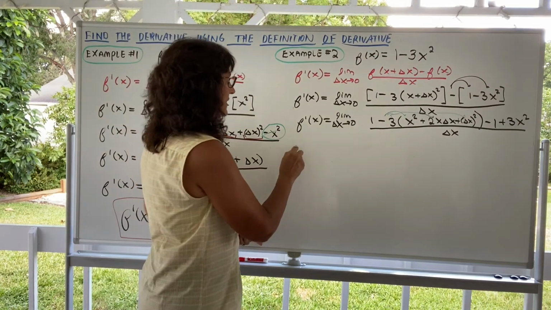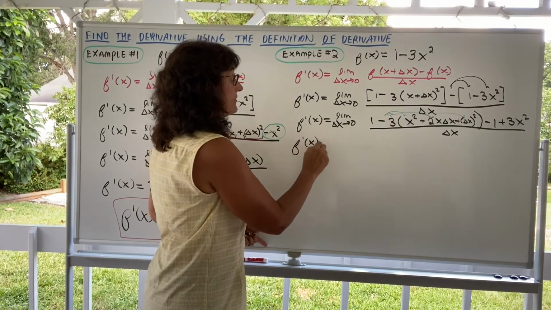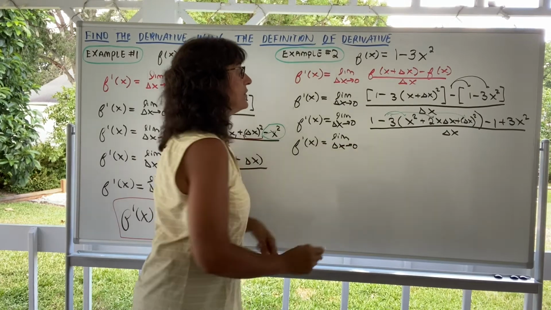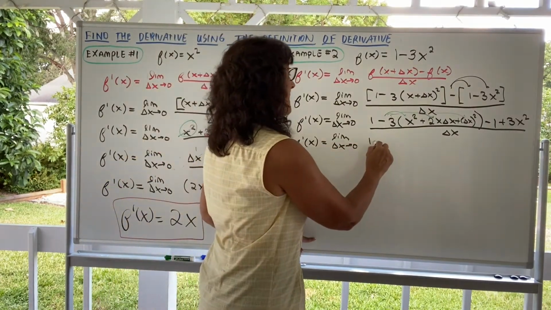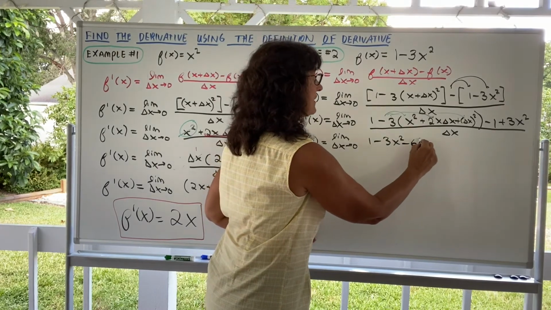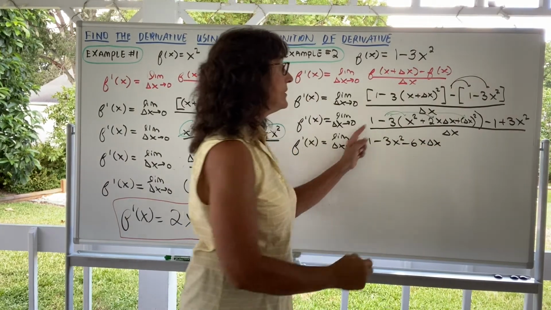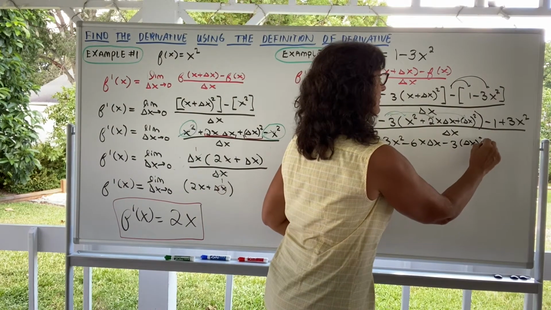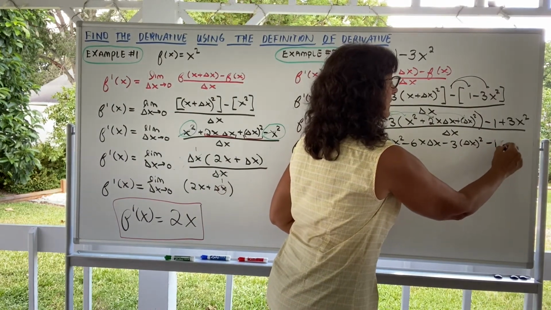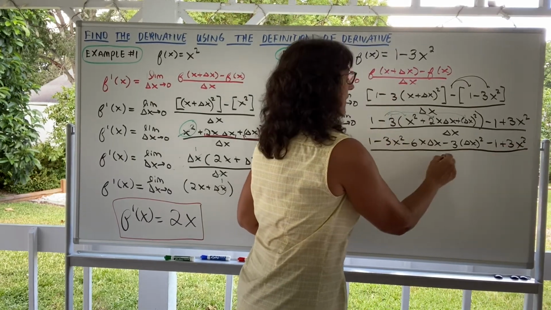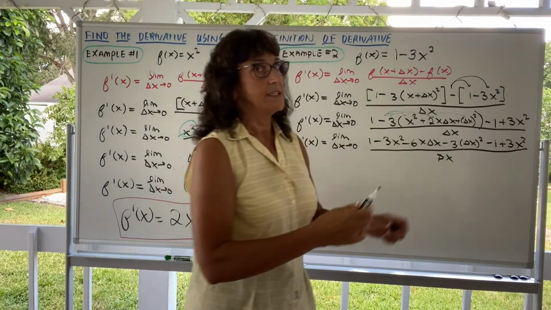So our derivative is the limit, delta x goes to 0. Numerator, we have 1 minus 3x squared. Distribute the negative 3, minus 6x delta x. Distribute the negative 3, so minus 3 times delta x quantity squared. Out here, minus 1 and plus 3x squared. And all this goes over our denominator, which is delta x.